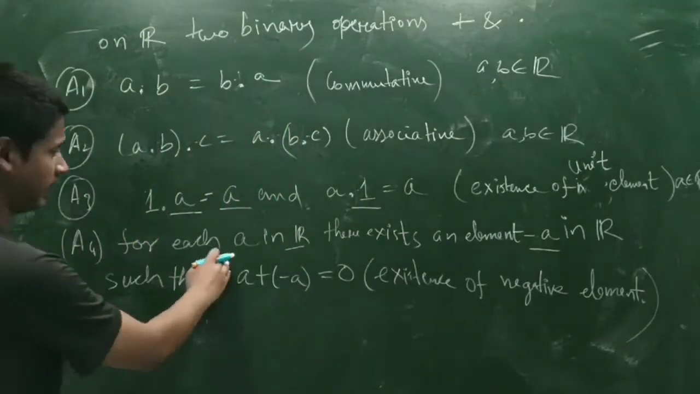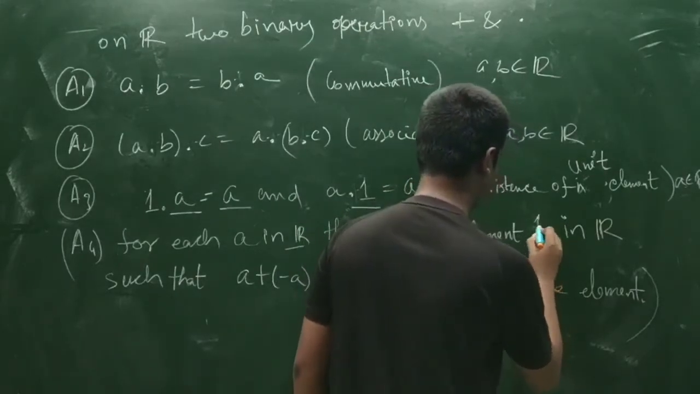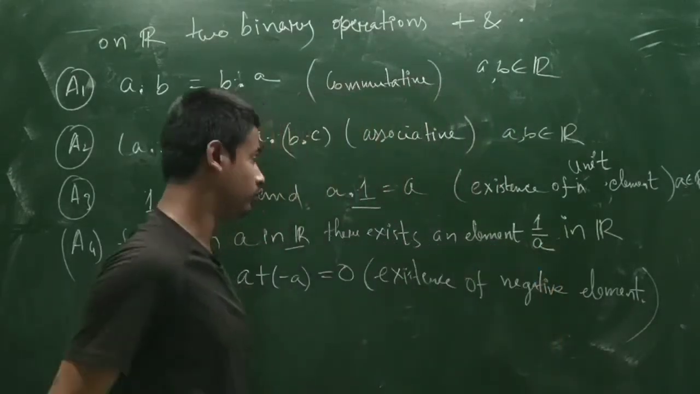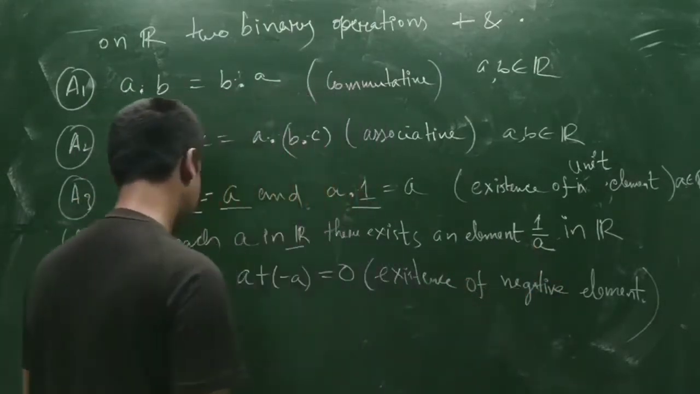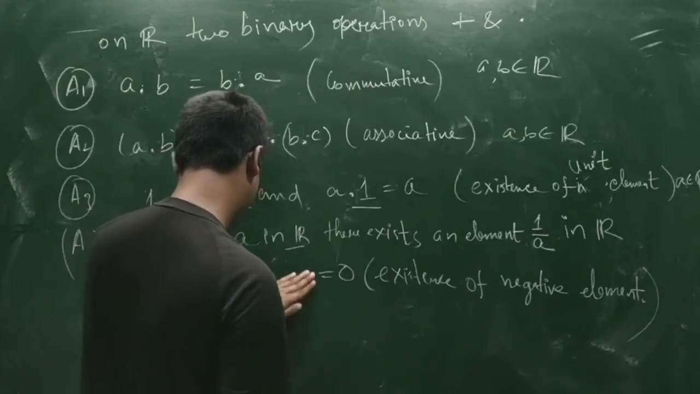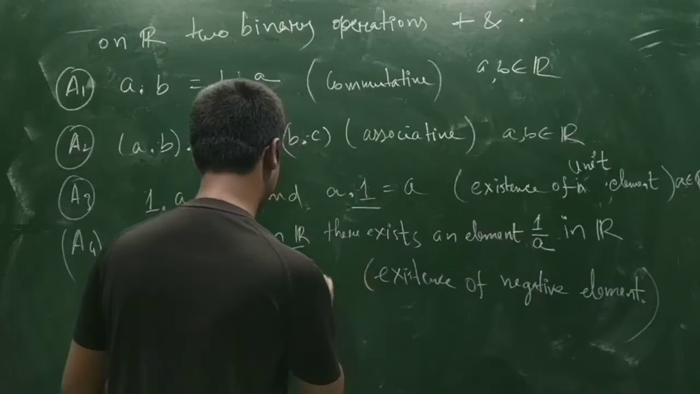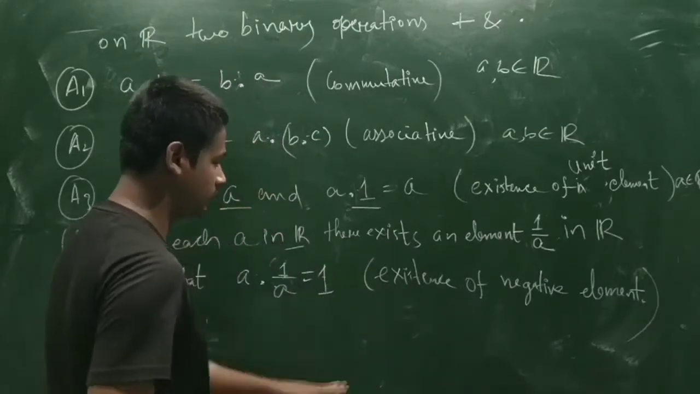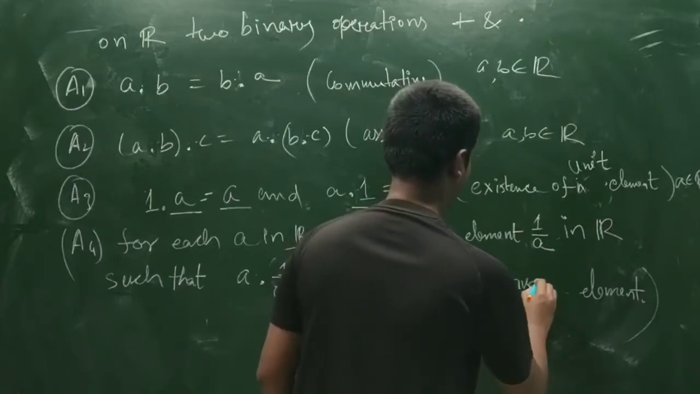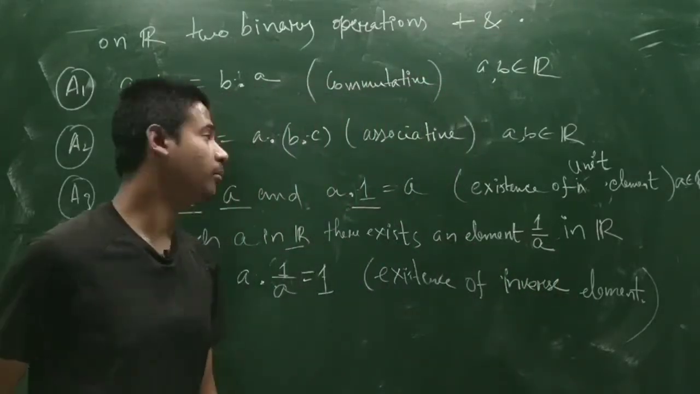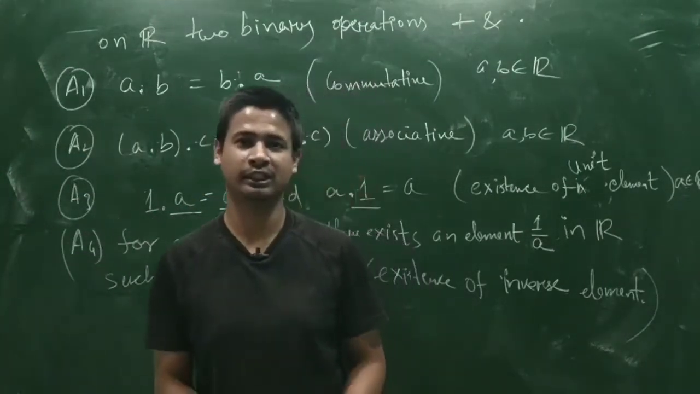And for each a in R, there exists an element 1 by a. So this is nothing but the inverse element. There exists an element 1 by a such that a into 1 by a equal to 1. So this is nothing but the existence of an inverse element in multiplication. So these are 8 basic properties of real numbers.